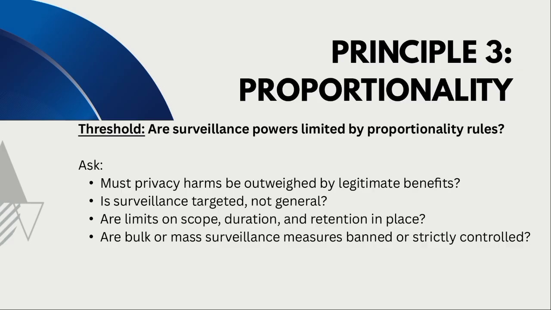The threshold here is: are powers of surveillance limited by proportionality rules? We need to ask whether privacy harms must be outweighed by legitimate benefits or not. Is the surveillance that is allowed targeted, or is it general surveillance? Are there limits on the scope, duration and retention policies in place in regards to surveillance? Are bulk or mass surveillance measures banned or strictly controlled? If the surveillance is broad or untargeted, or it does not meet the proportionality questions that we have asked here, then this is a violation.